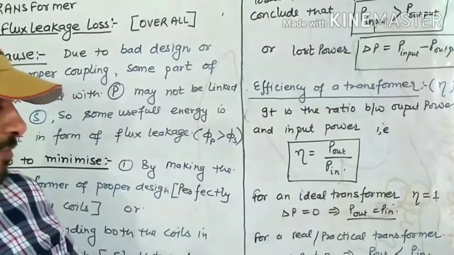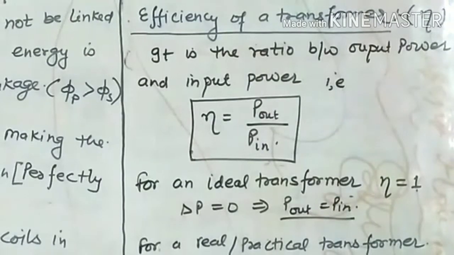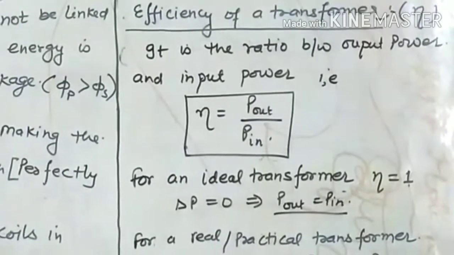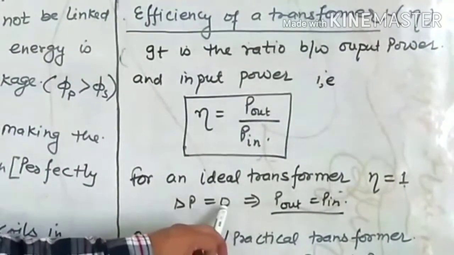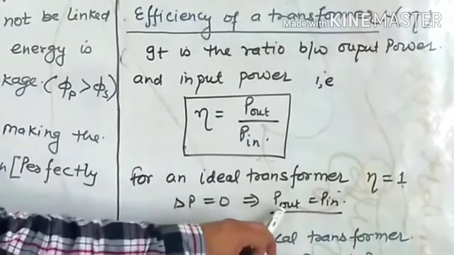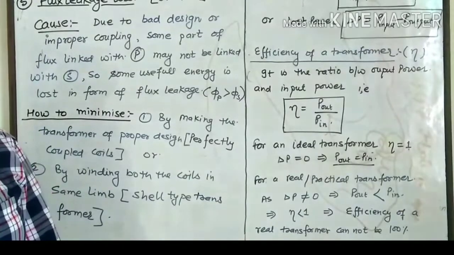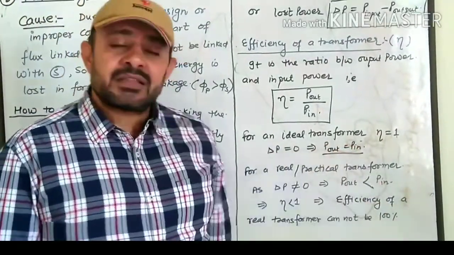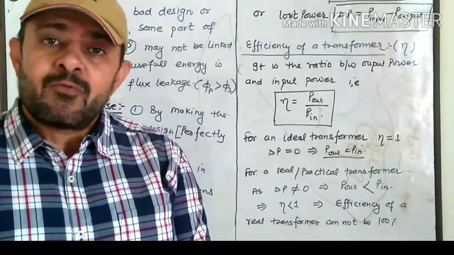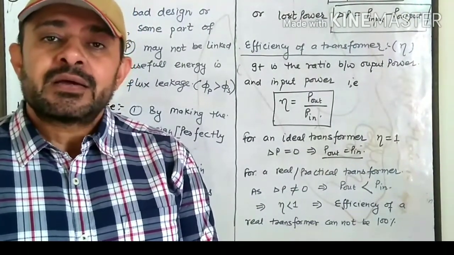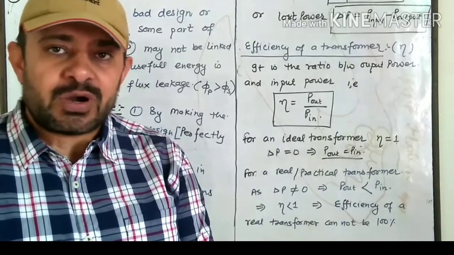Since we have seen in the case of the ideal transformer that we defined earlier, the ideal transformer is one in which no loss of energy is there and the power loss is zero. It means power output equals power input. Input and output power are equal. In that condition eta equals 1. Efficiency of an ideal transformer is 1, unity. But the ideal transformer is a hypothetical term. It is a virtual term.